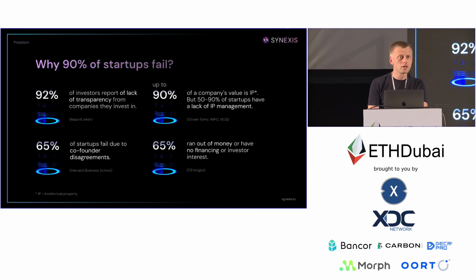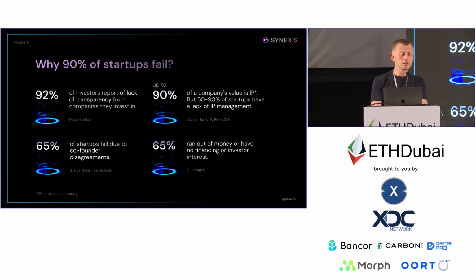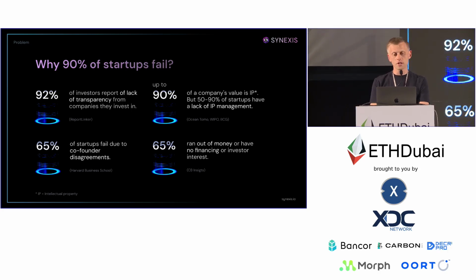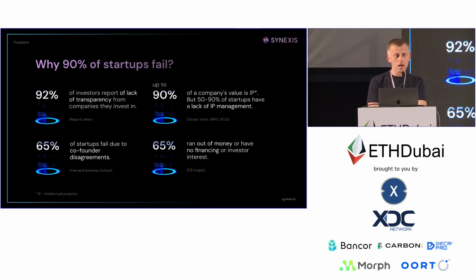Then I started to collect trusted data to check my hypothesis, and what I found is that 92% of investors report a lack of transparency in the companies they invest money in. It happens because of poor management of operations, both legal, financial, and IP. Specifically, talking about IP, up to 90% of companies don't care about that at all or manage it poorly. That leads to IP litigation and copyright claims, loss of licensing deals, so this should be sorted from the very first day and done right.